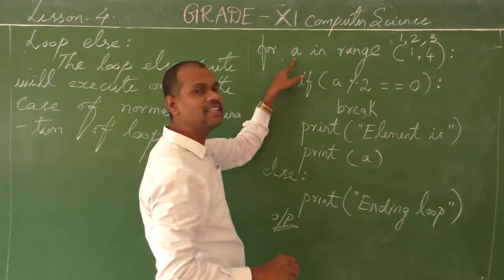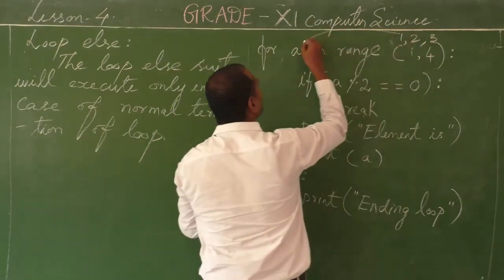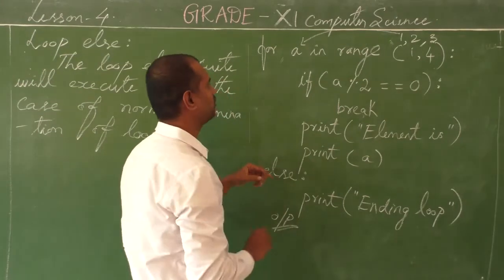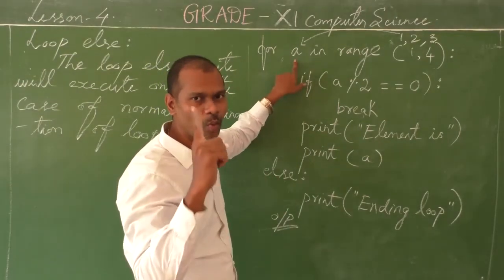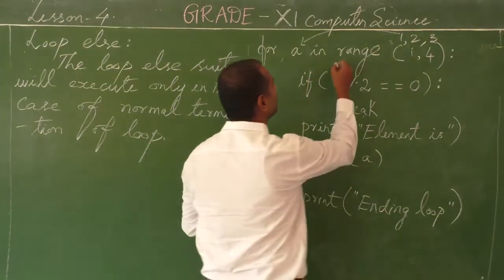Alright. In the first round, A will receive the value 1. Am I right? Okay. So now the A value is 1. So above the A, you have to write 1.